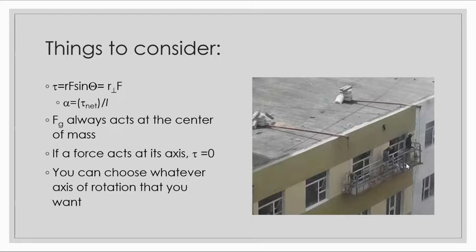Also, something to remember is we know that the sum of forces equals mass times acceleration when we're talking about translational forces. In this case, when we're talking about rotational, your angular acceleration is equal to the sum of torque, or the net torque, divided by your rotational inertia. Okay. And then also your force of gravity is always going to act at the center of mass. If a force acts at its axis, then your torque is equal to 0 for that force. And then you can choose whatever axis of rotation you want to choose.